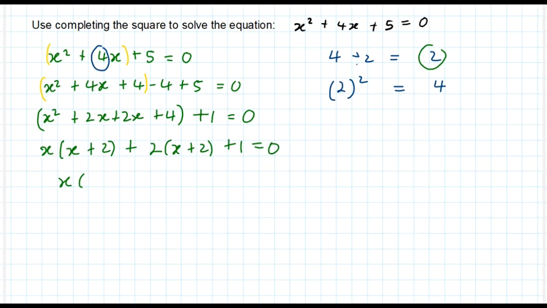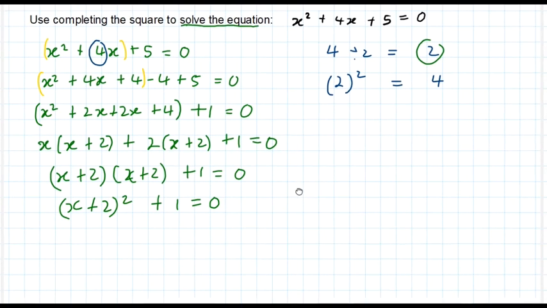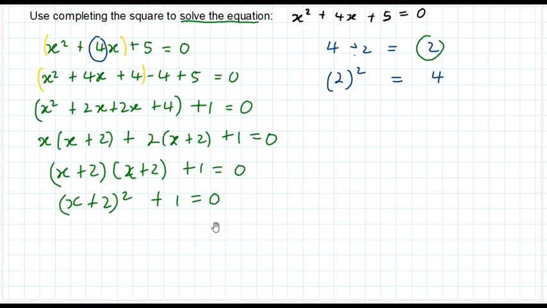Now we can simplify our expression. x plus 2 squared plus 1 is equal to 0. So we have actually completed the square, but this question requires us to solve the equation, so which means we are not yet done. We need to find the value of x.